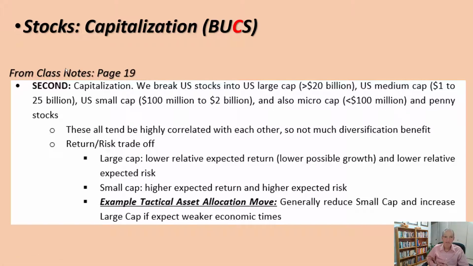The C of BUCKS is capitalization. We break U.S. stocks into large cap, medium cap, small cap, and micro caps. The definition of capitalization is how large the company is when you use the market value of the company. So large cap, it's maybe bigger than 20 billion. These sizes change over time, and there's some overlap. It just depends on where you are in the market cycle. So 20 billion could be large cap, might be mid cap. Mid cap can range from $1 billion to 25 billion. Small cap can range from 100 million to 2 billion. Micro cap is less than 100 million. And then you have the penny stocks. We're not going to talk about penny stocks in here.